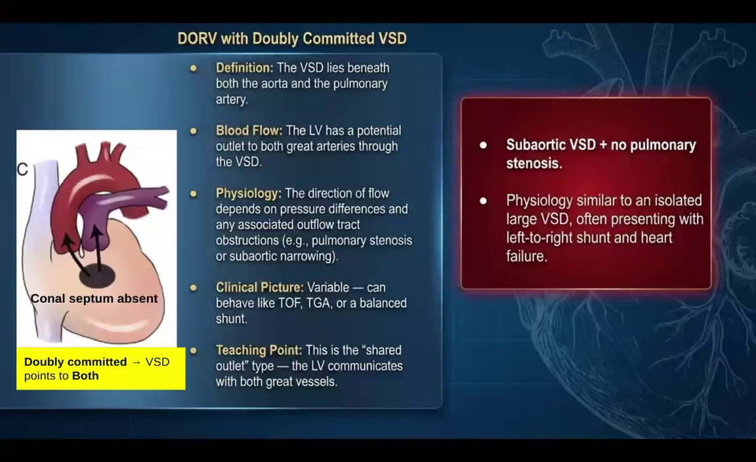Okay, and then we have the one where there is a doubly committed VSD. So what happens there? In the septum, we have that VSD, and blood flow sits here between the aorta and the pulmonary. So the VSD is pointing towards both great arteries. Now, this one is similar to a very large VSD, and it often presents with a left to right shunt, leading to heart failure. It's a shared communication from that large VSD, connecting to both the great arteries in that case.